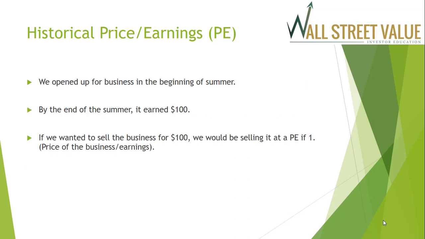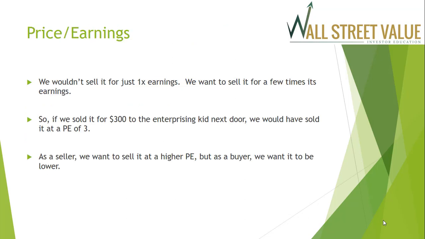We opened up for business in the beginning of the summer, and by the end of the summer, it earned $100. Now, if we wanted to sell that business for $100, we would be selling it at a PE of 1. What we're selling it for, which is the price of the business, is $100 divided by the earnings, which was $100. So that means the PE is 1. We wouldn't sell it for just 1 times earnings. It doesn't make sense. We want to sell it for a few times its earnings. If we sold it for $300 to the enterprising kid next door, we would have sold it at a PE, or a price to earnings, of 3.